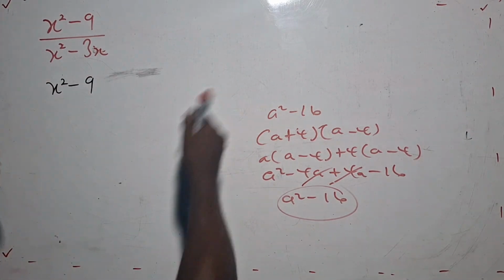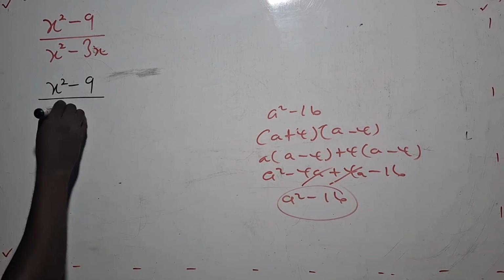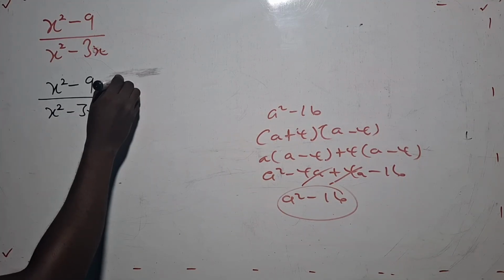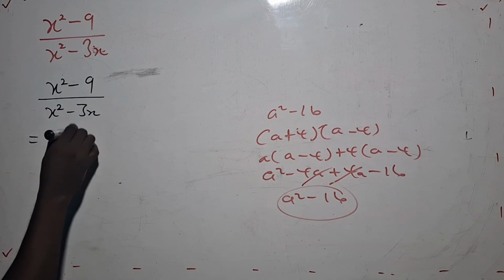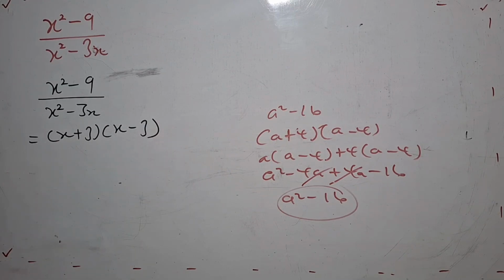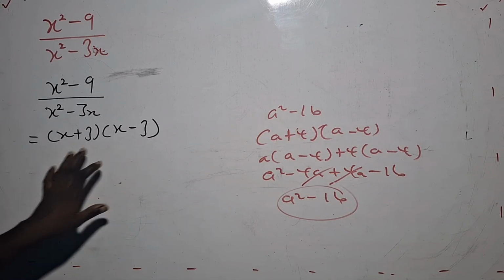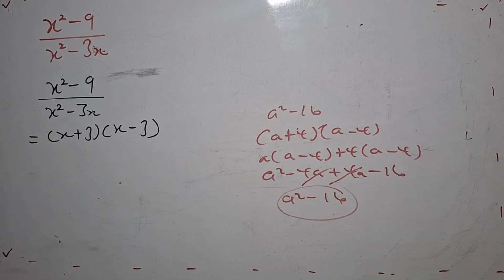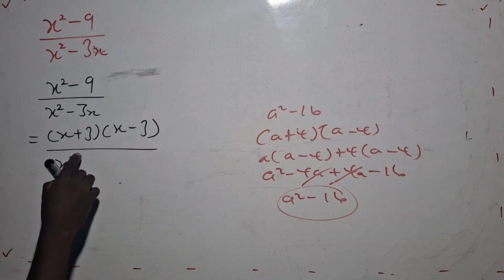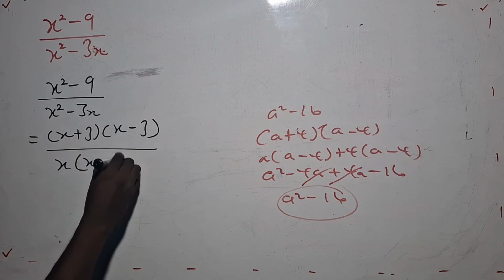So we are going to expand this one using difference of two squares. The top one is going to give us x plus 3, then x minus 3. When you expand it, use the binomial expansion and see if you get the top number. And the bottom can also be expressed as x bracket x minus 3.